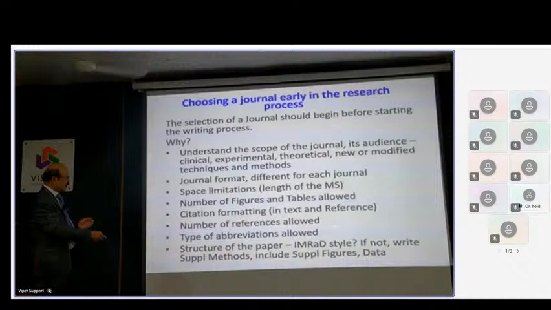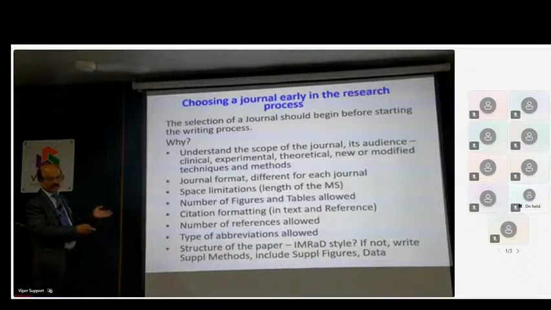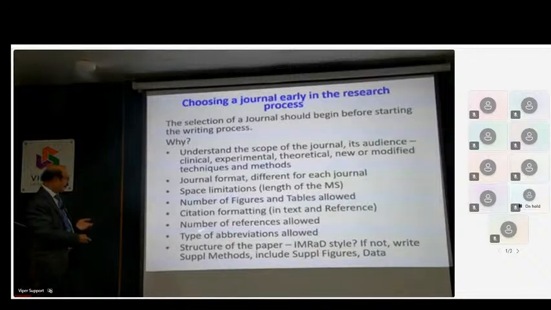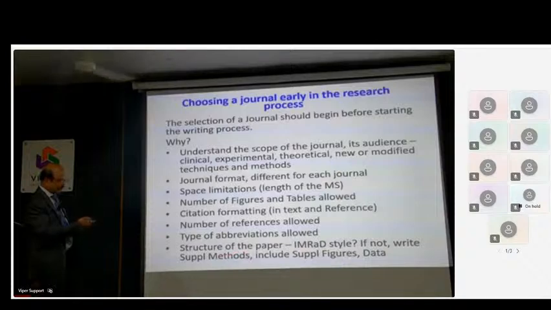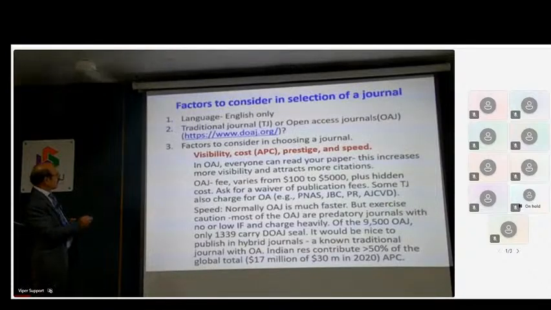Number of references, sometimes they restrict to 50 references, 100 references they can do. Type of abbreviations used, embroidered style, figures, supplementary figures. These things you should see. And what are the other factors you consider in selecting a journal?